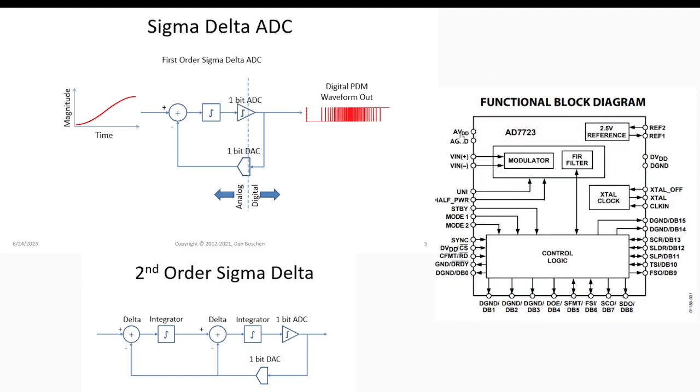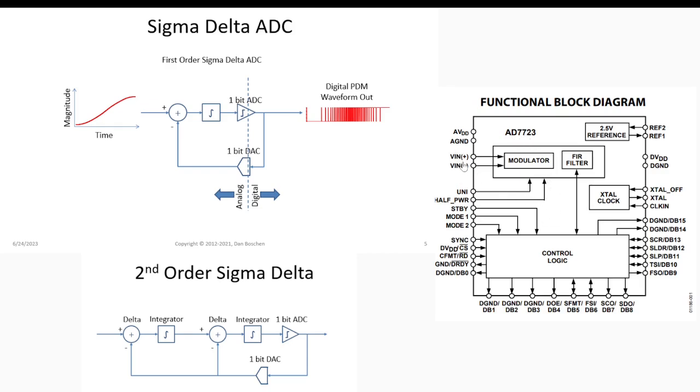I think this high level detail is enough for the sigma delta ADC. In simple words, you can think of a sigma delta ADC as a lot of averaging. That's what sigma delta ADC stands for. And this is one of the functional block diagrams. I really like it, from Analog Devices, the AD7723.